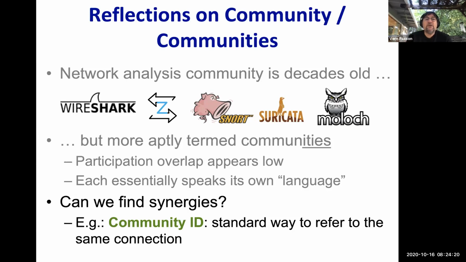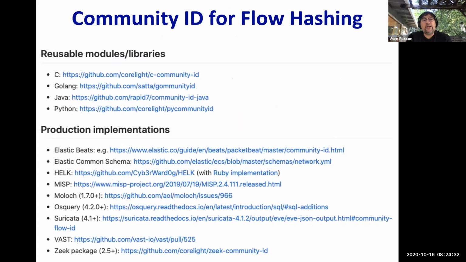And this isn't deeply hard, but it is, until Community ID was done, a pain because of how things are formatted and so forth. And Community ID essentially is a way of consistently hashing and then representing the hash of flow tuples. That's really all it is. And there are modules for various languages, and then you can see all of these tools now implemented so that they can use the same identifiers.